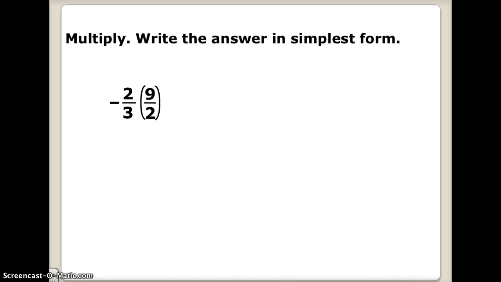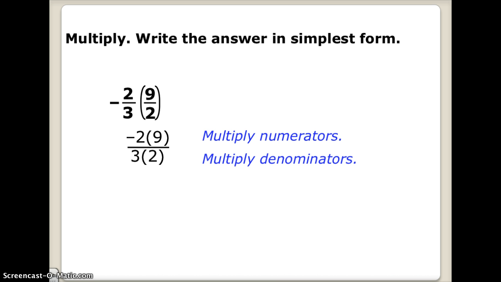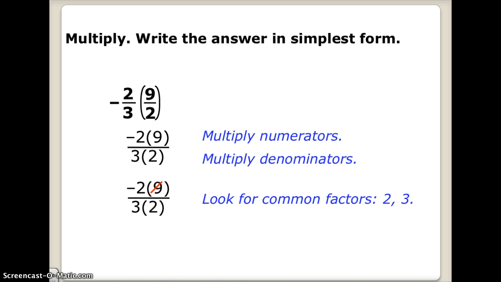Let's multiply again. Write the answer in simplest form. -2/3 times 9 over 2. We multiply straight across, numerators and denominators. One method we can do to make our multiplying easier is to simplify before we multiply. If you notice something in the numerator that has a common factor as something in the denominator, we can reduce.